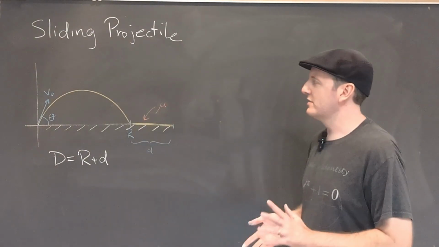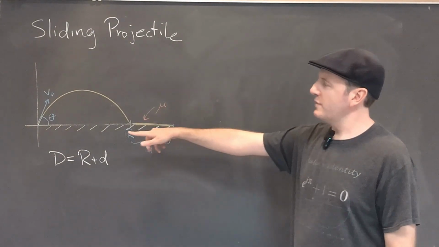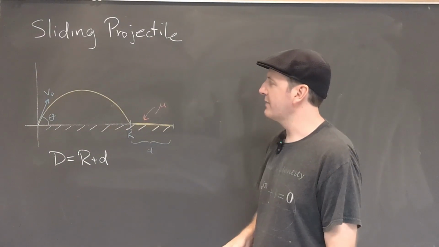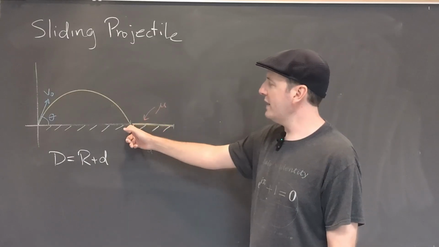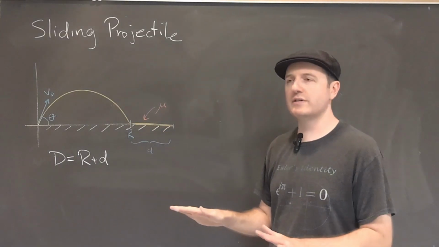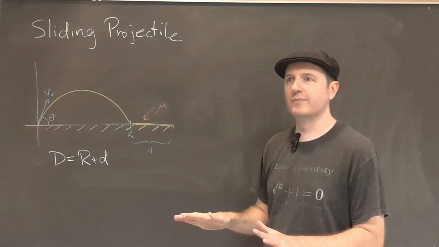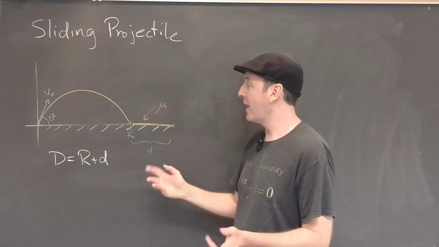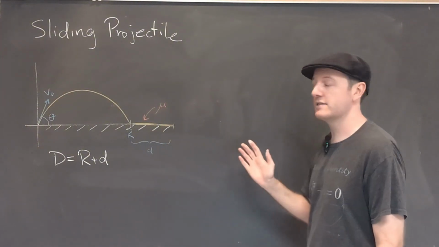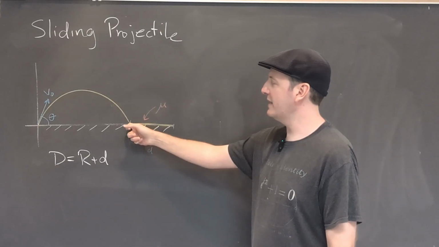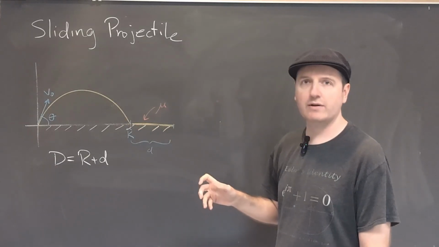Okay, so this problem is a little interesting. We're going to launch a projectile at some angle theta with some initial speed v naught, and it flies through the air. When it hits the ground at its range point, it loses all of its vertical velocity. So the coefficient of restitution for this object would be 0, but it doesn't lose its horizontal velocity. And so at this point, even though it's not going to bounce back up again, it'll slide along the ground.